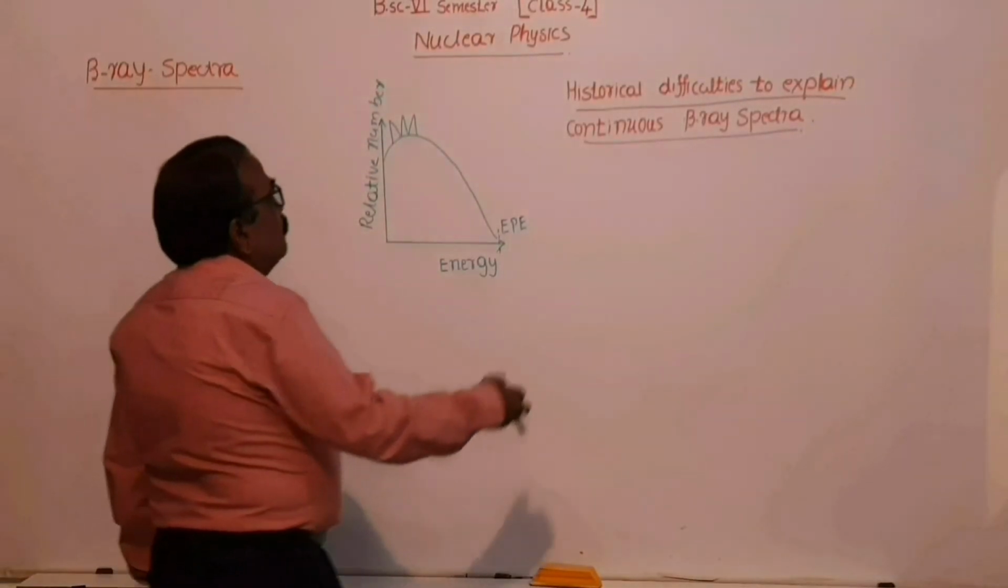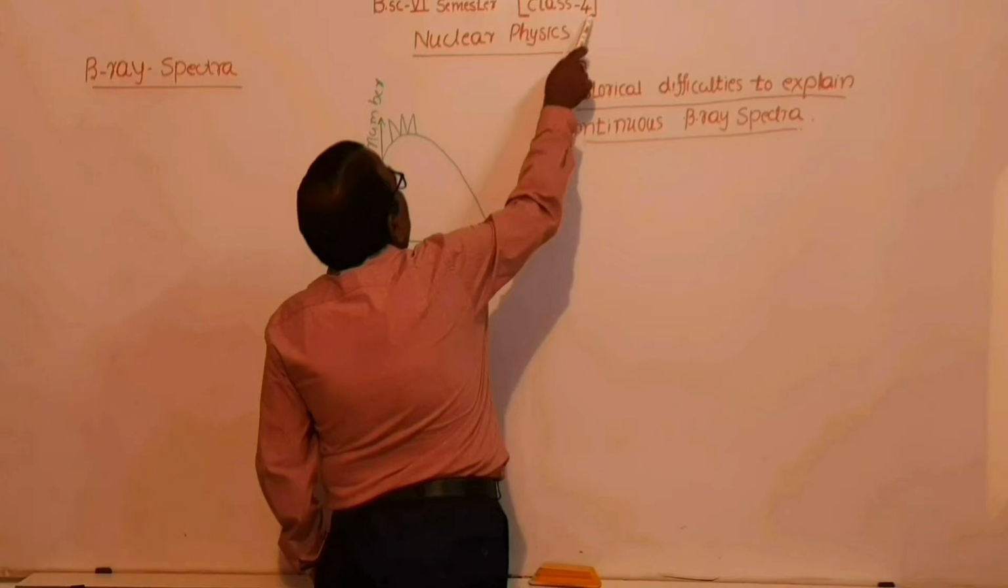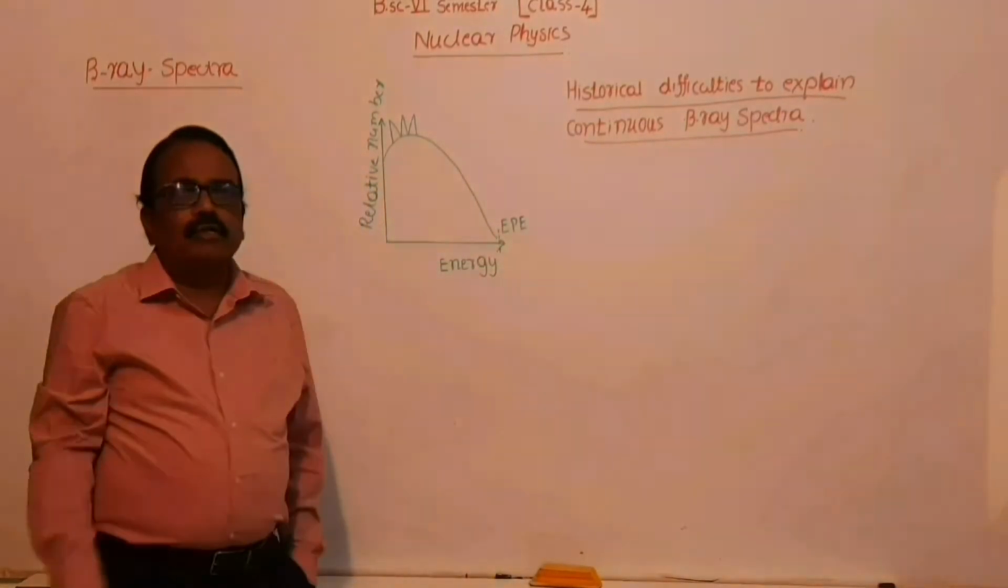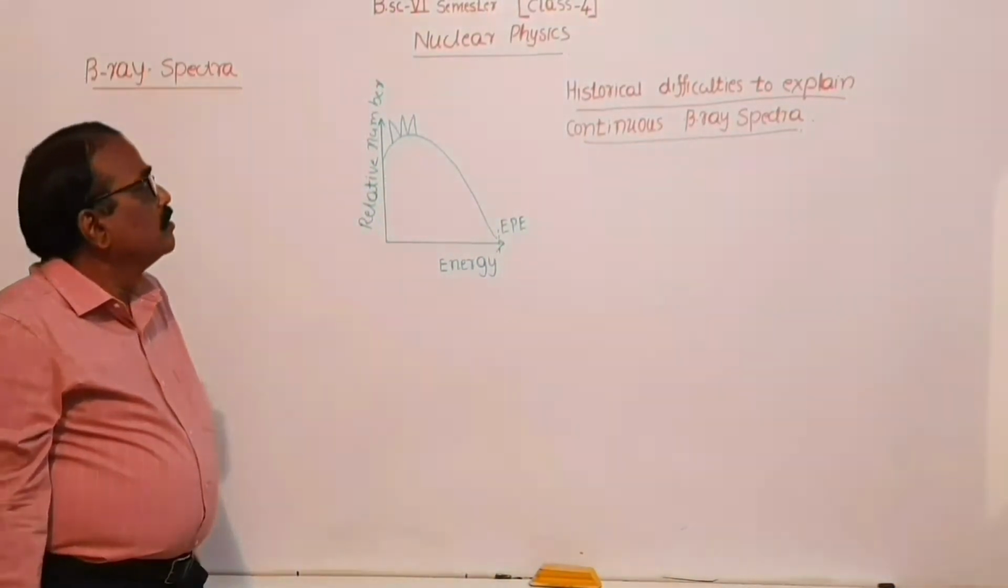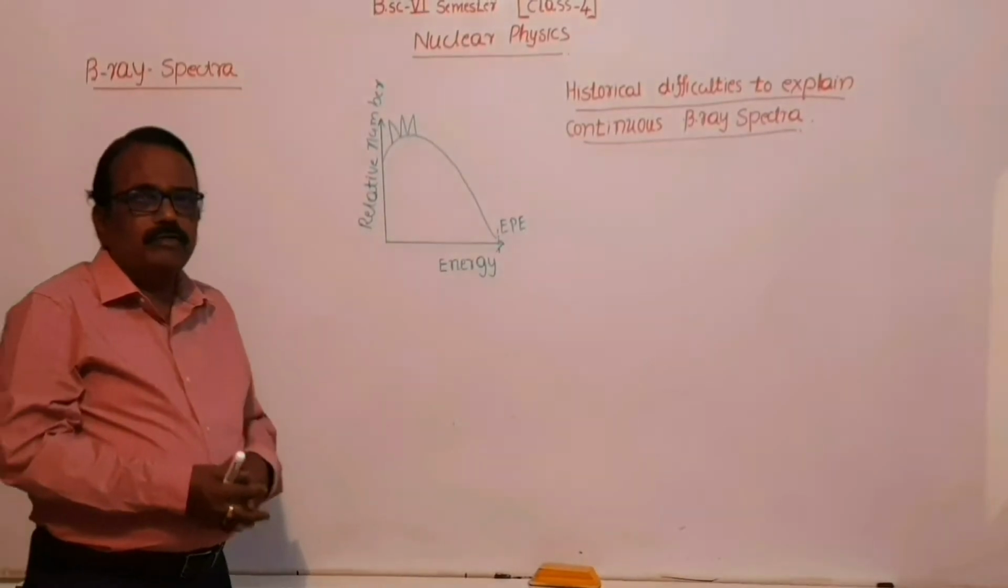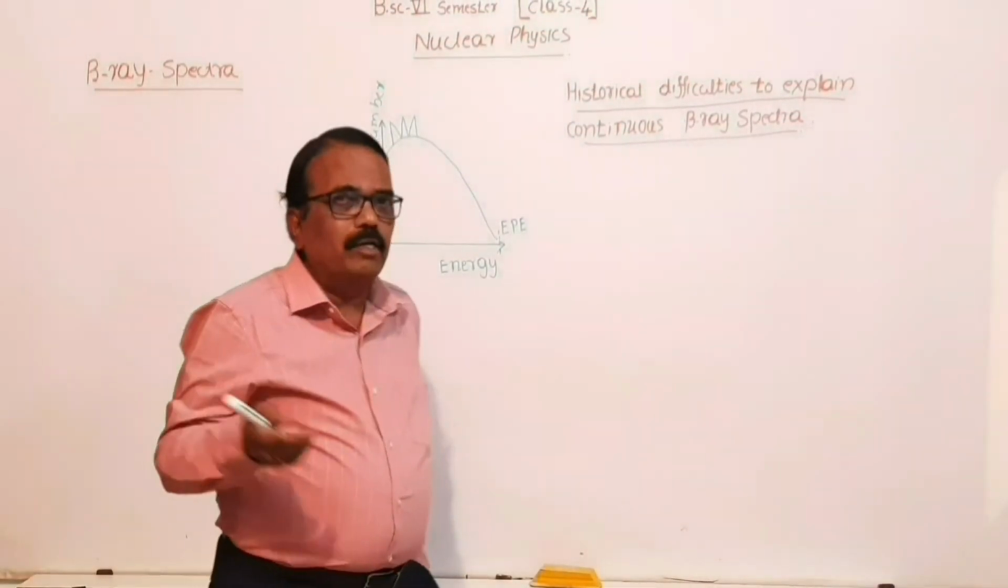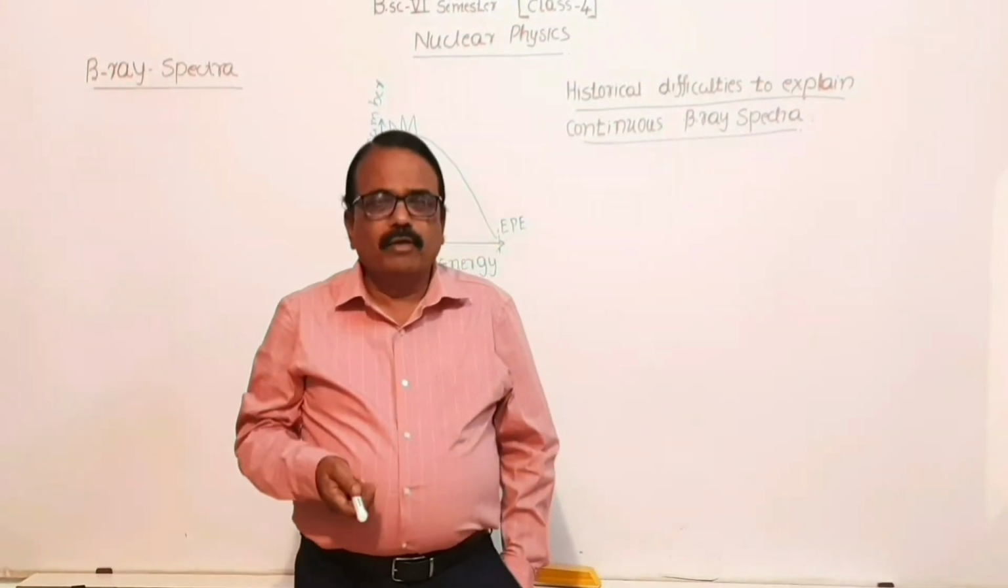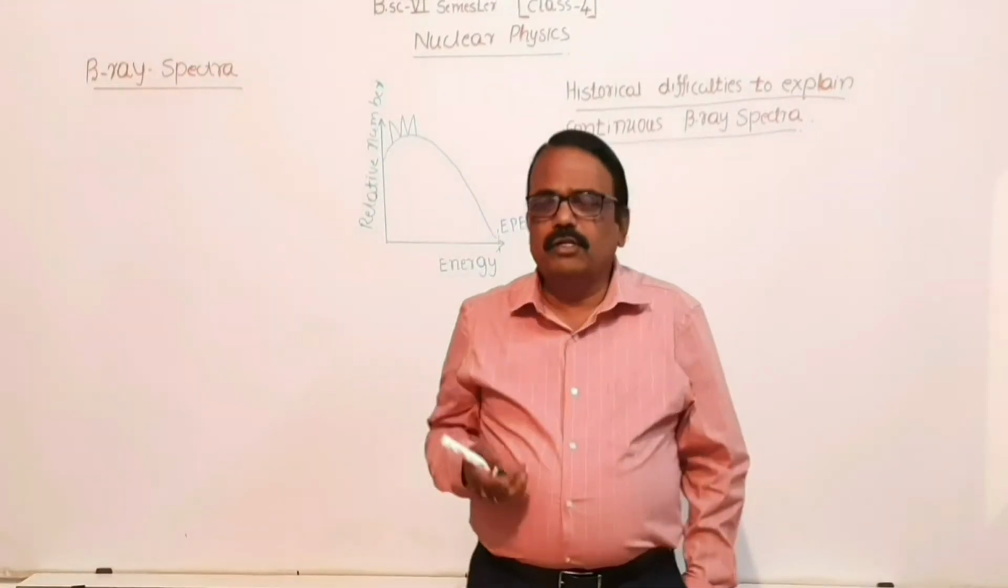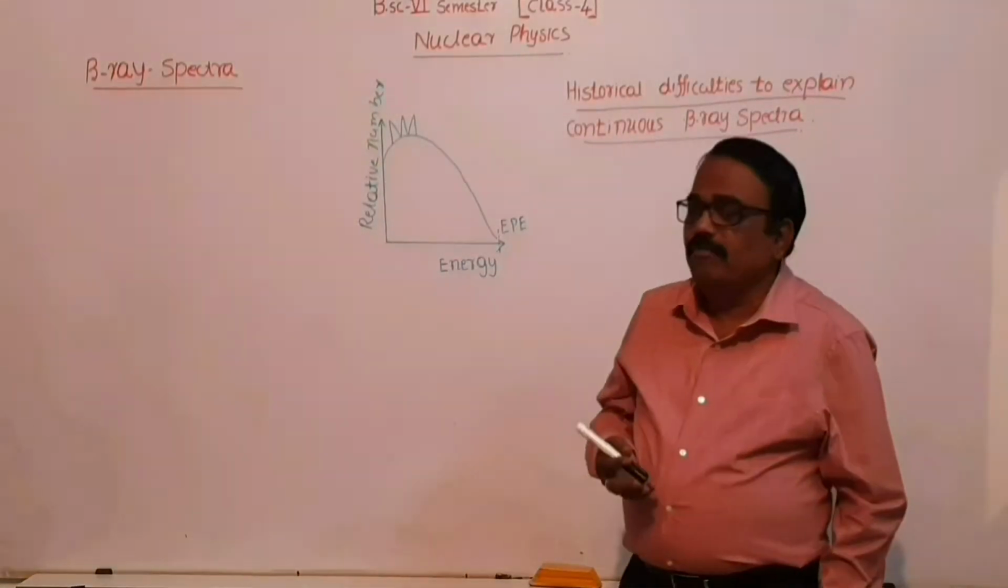Now, welcome to all of you to the fourth class of this nuclear physics. In the previous class, we have studied about alpha particles. In this class, we have to study beta particles.